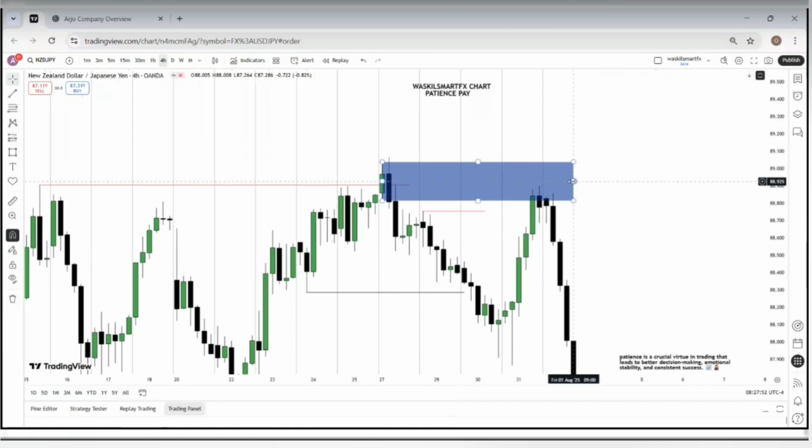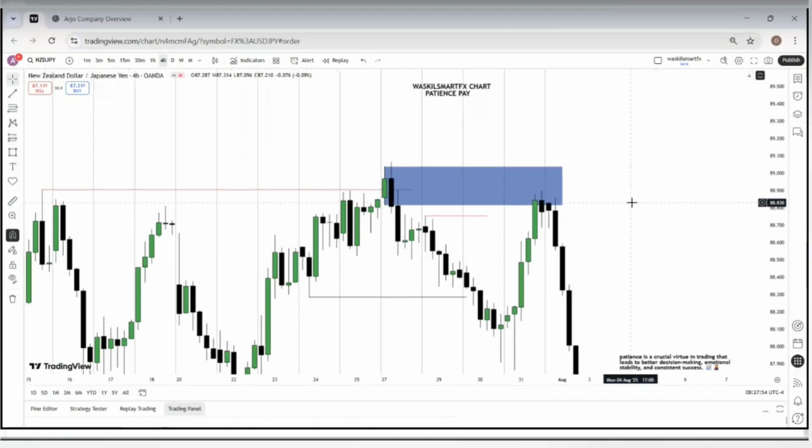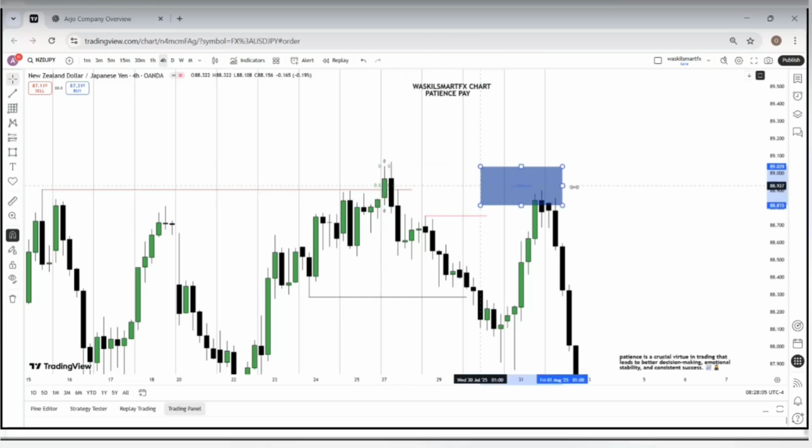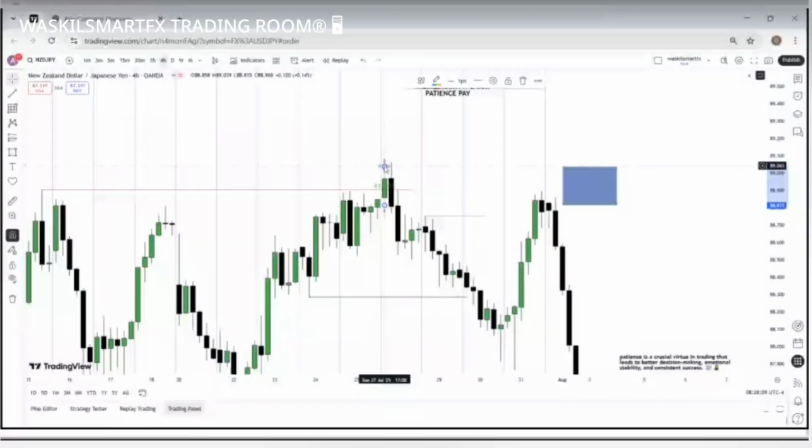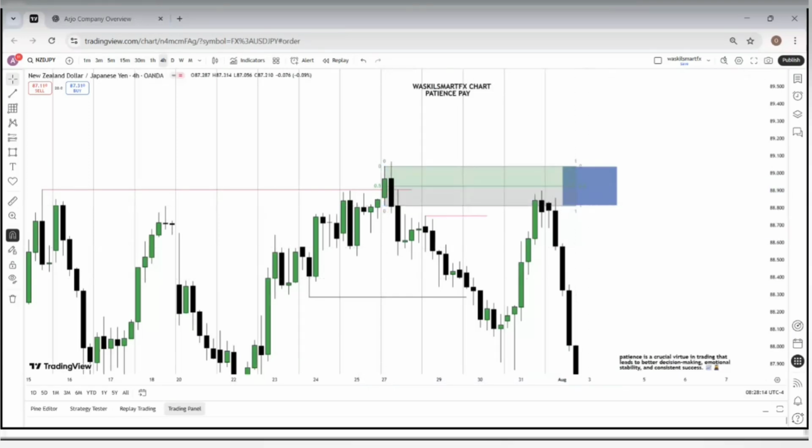I don't know if you have that tool of premium and discount. I think was it the kill box? Yes, exactly. So this tool helps you to identify the 50% of the order block and the opening.